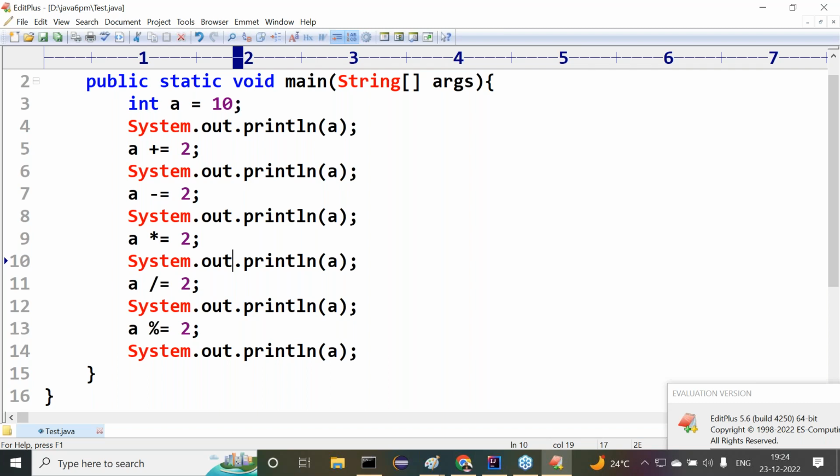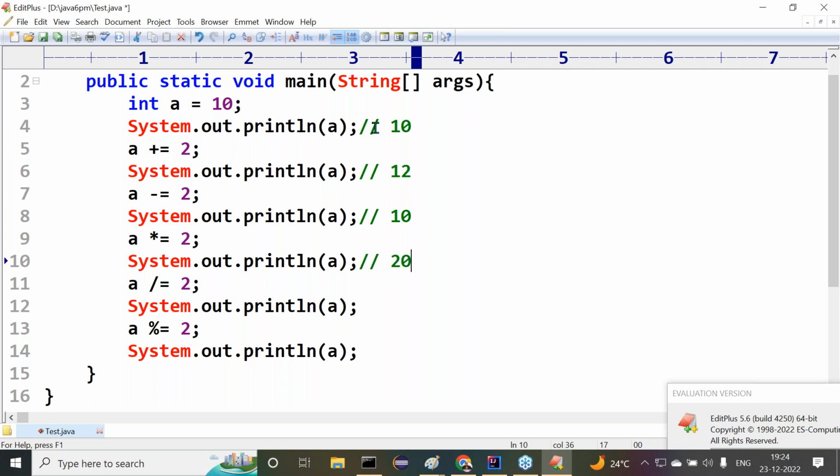Try to check this. Is it clear? All of you are getting clarity on this? What are the outputs we are getting here? First output is what? 10. Next output is what? 12. Next output is what? Again 10. Next output is what? Yes?